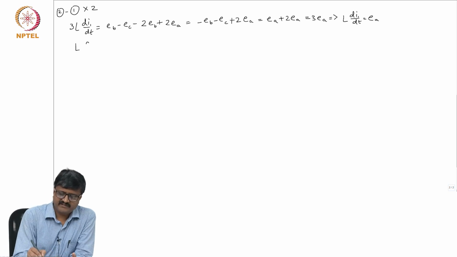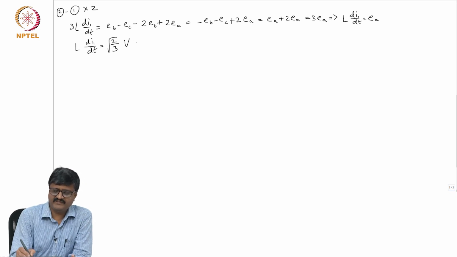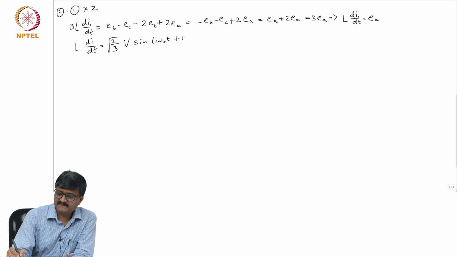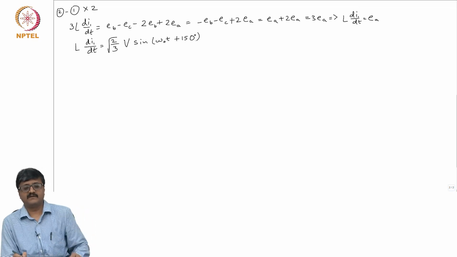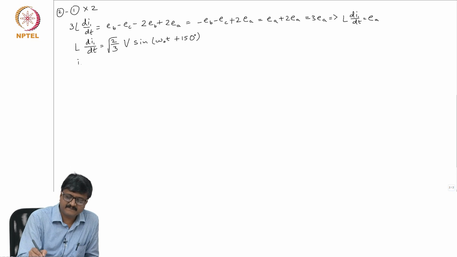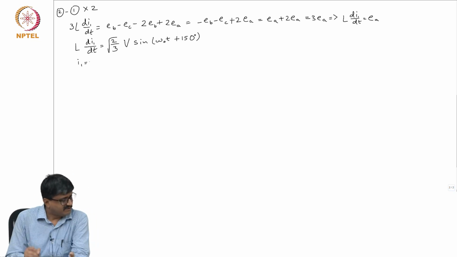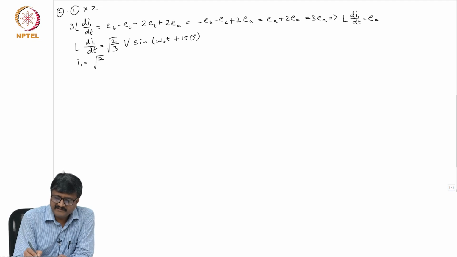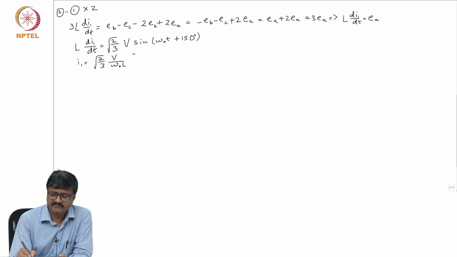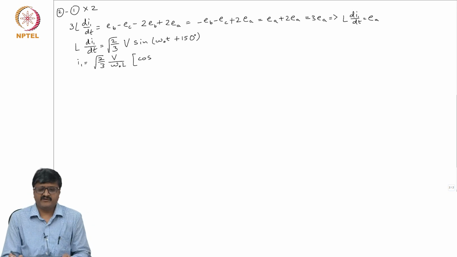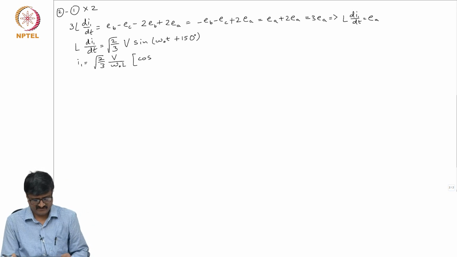So, this means L dI1/dt is equal to root 2 by 3 V sin(omega o t plus 150 degrees). So, this has to be solved for I1. If I solve this for I1, I get root 2 by 3 V by omega o L into, what? It is dependent on the instant at which the subinterval starts. Okay. So, it starts from alpha.